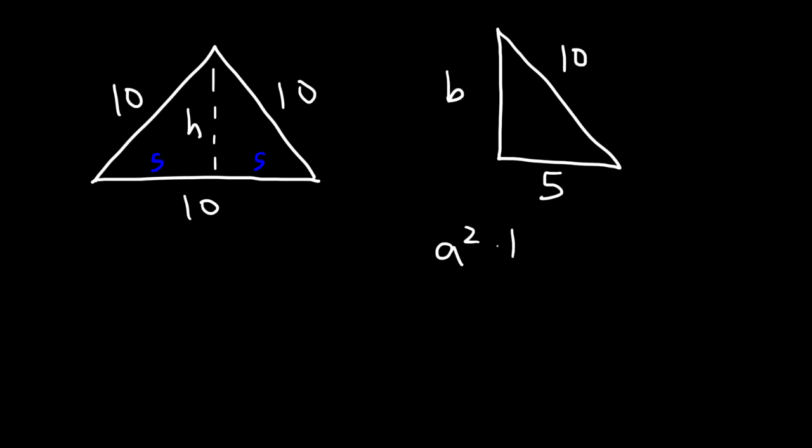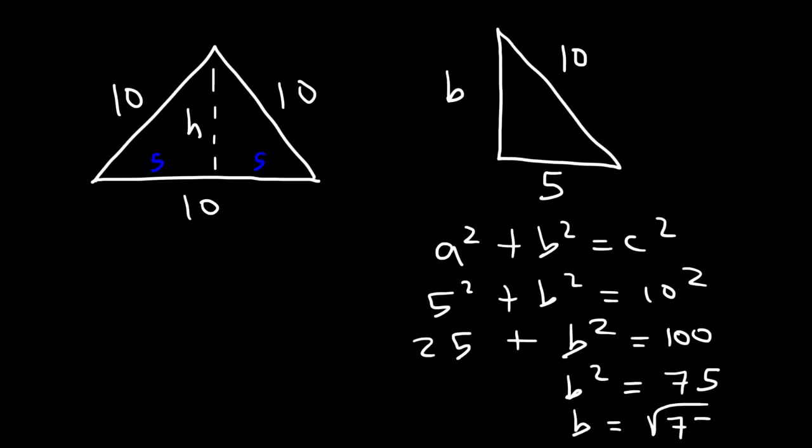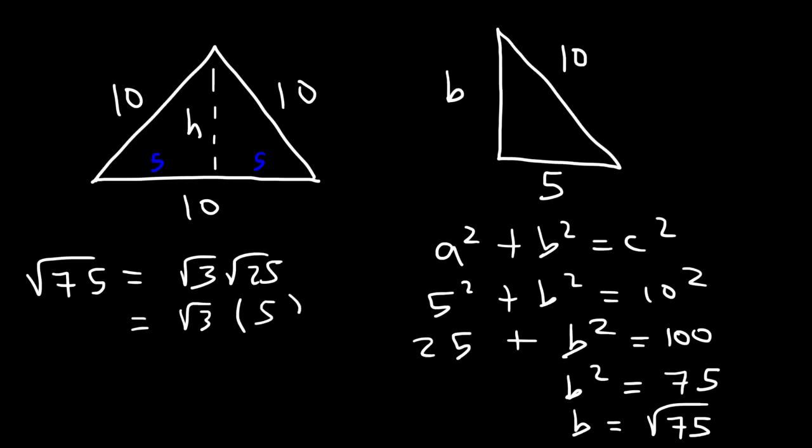So using this equation, a squared plus b squared is equal to c squared. A is 5. We're looking for b. C is 10. 5 squared is 25. 10 squared is 100. 100 minus 25 is 75. So b is the square root of 75. How can we simplify the square root of 75? 75 is basically 3 times 25. And the square root of 25 is 5. So this reduces to 5 root 3.